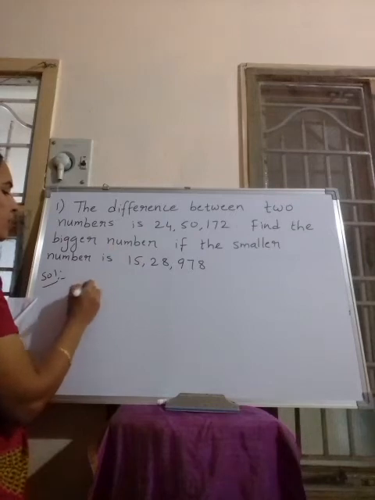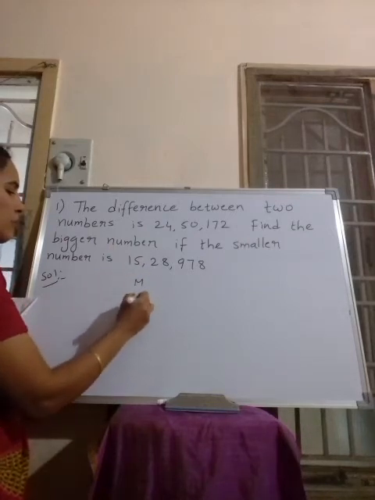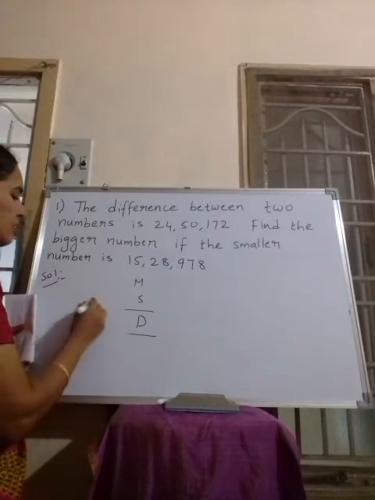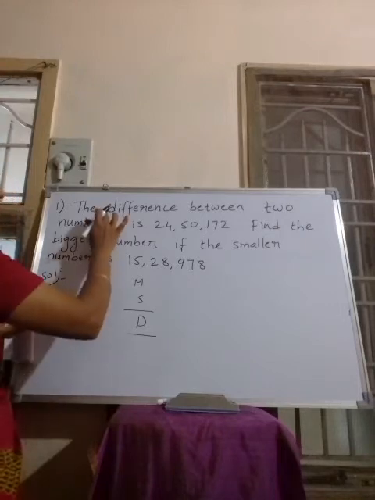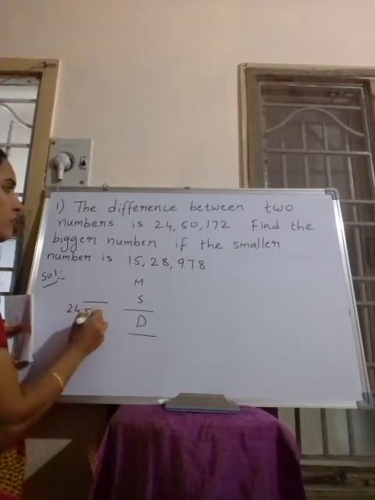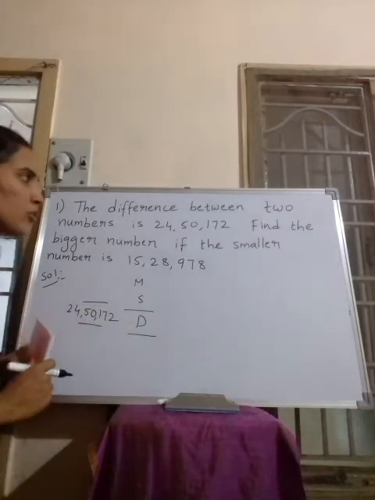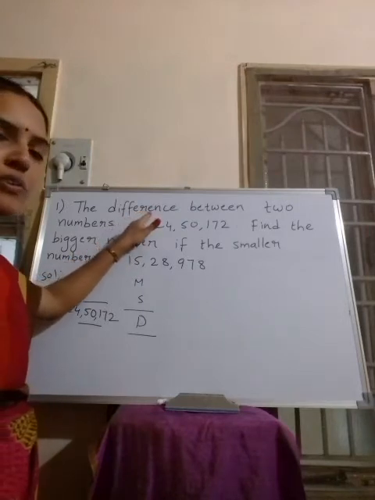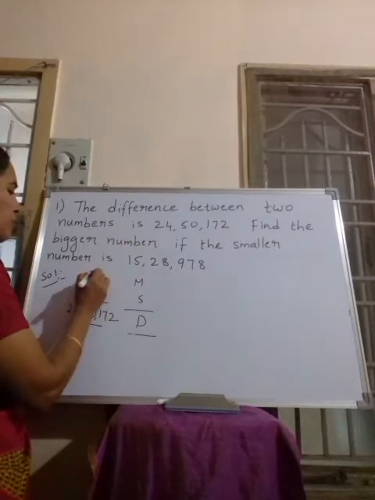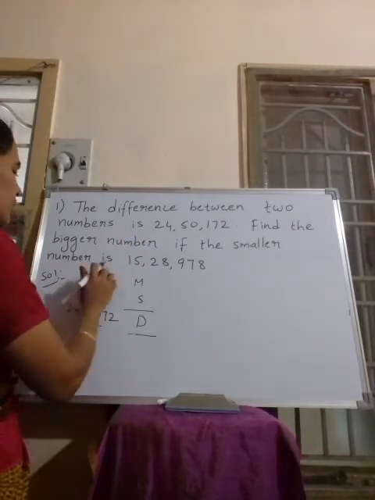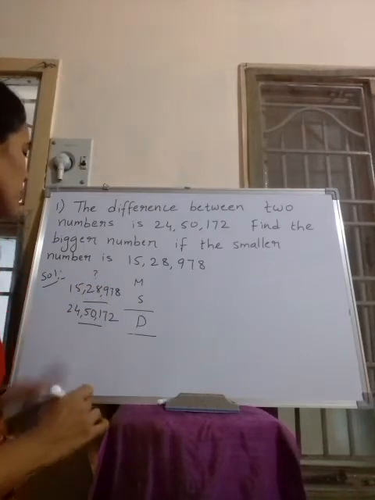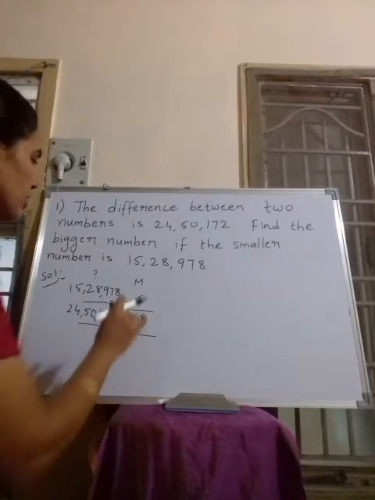The difference between two numbers. Difference means what? Suppose minuend, subtrahend, and the answer we call it as difference. The difference is given, that is the result of the subtraction is given. The difference between the two numbers is 24,50,172. The result of subtraction, what we call difference, is given. Find the bigger number. Bigger number means we have to find the minuend, if the smaller number is 15,28,978.